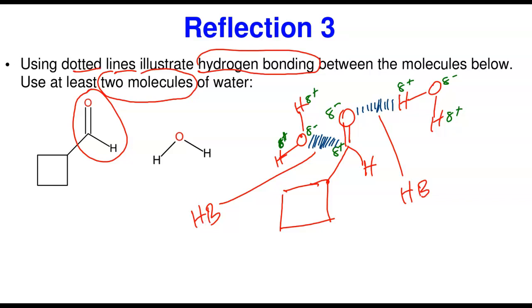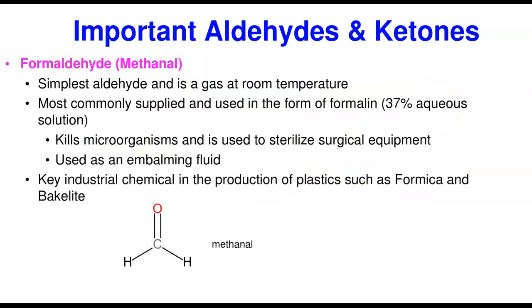Okay, we now go to the second part of the lecture, the second objective, which is to highlight some important uses of some common aldehydes or ketones. So, important aldehydes or ketones and their uses. The first thing we're going to be talking about is formaldehyde. Formaldehyde, or methanal, is the first member of the aldehyde group. It is the simplest aldehyde and it's a gas at room temperature.